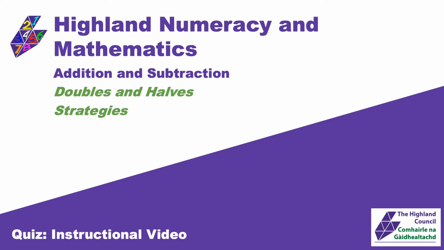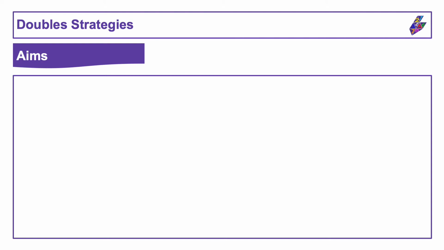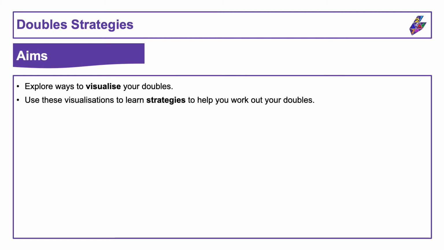This video will explore strategies to help you work out doubles and halves to 20. It will focus mainly on doubles. Our main aim is to explore ways to visualise or create a picture in your mind of your doubles. You'll use these visuals to help you make sense of strategies that can be used to work out your doubles facts if you don't know them or you forget them.